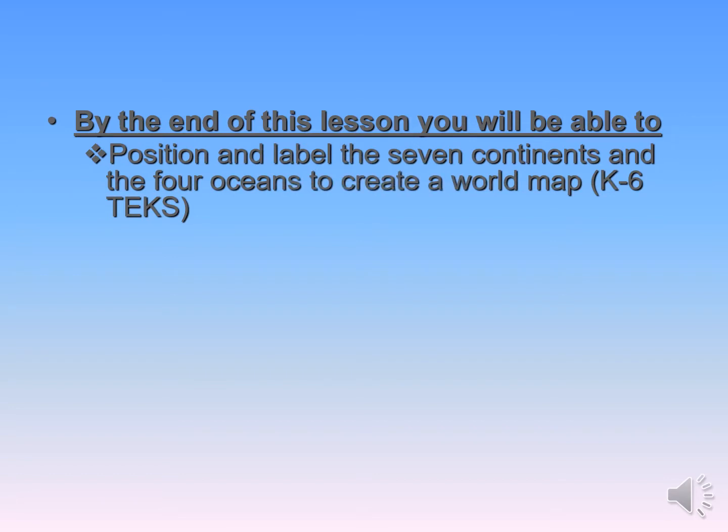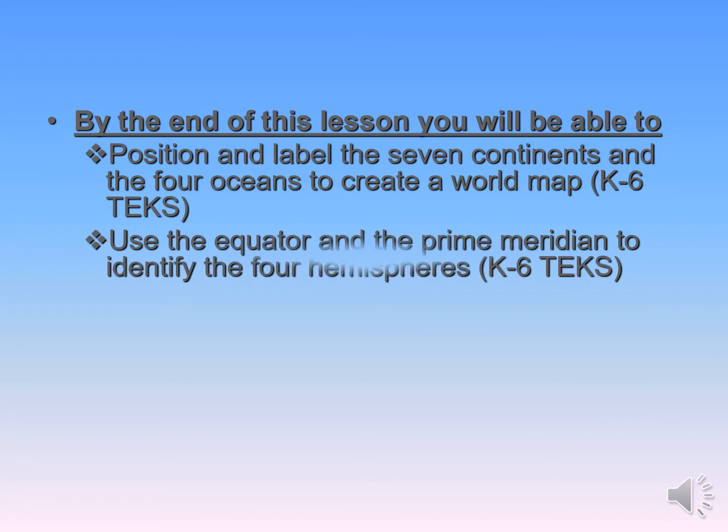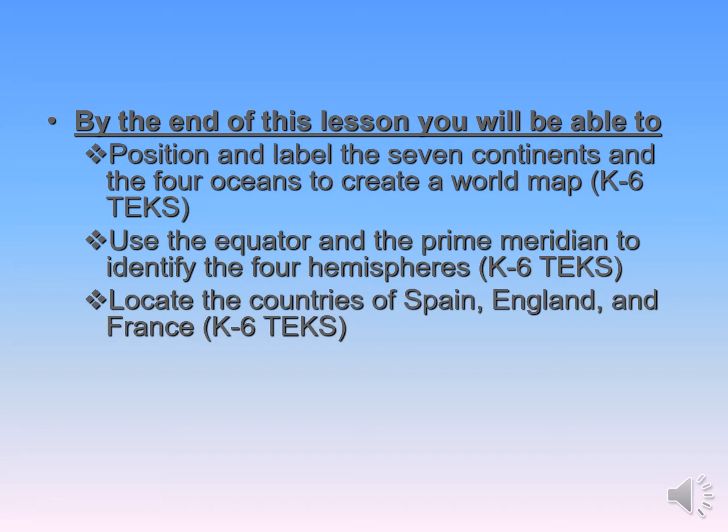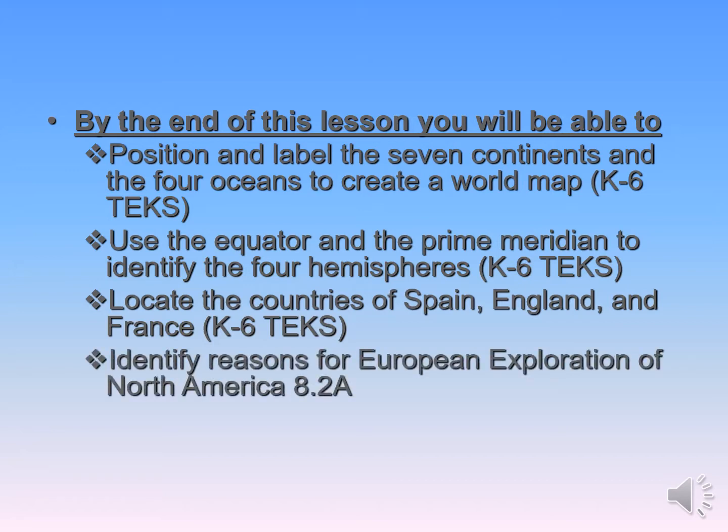So by the end of this lesson, you'll be able to do all the things that it says here. You're going to be able to position and label 7 continents and 4 oceans to create a world map. You're going to be able to use the equator and prime meridian to identify the 4 hemispheres. Locate the countries of Spain, England, and France. And identify reasons for European exploration of North America. Now the first 3 are things that you should have learned K through 6, but it's okay. A lot of times people forget those things, or maybe they just weren't taught a lot. There's no STAR test for social studies in K through 6, and so sometimes the topic of social studies is neglected. So no worries, we're going to go over that now in detail.